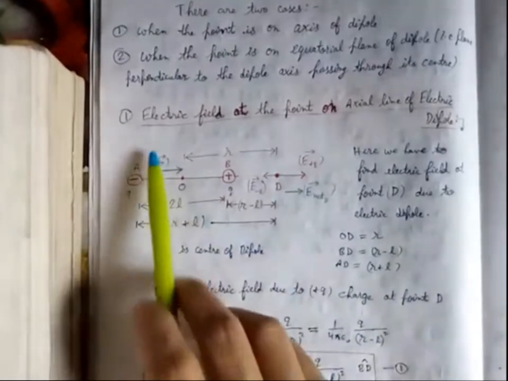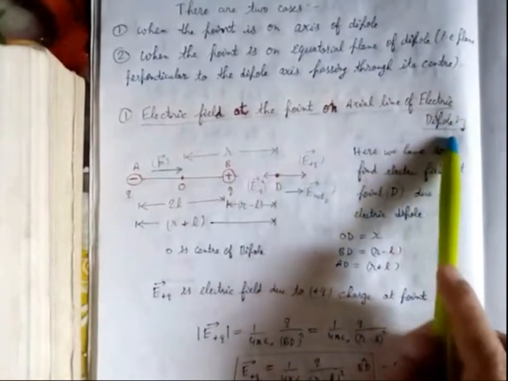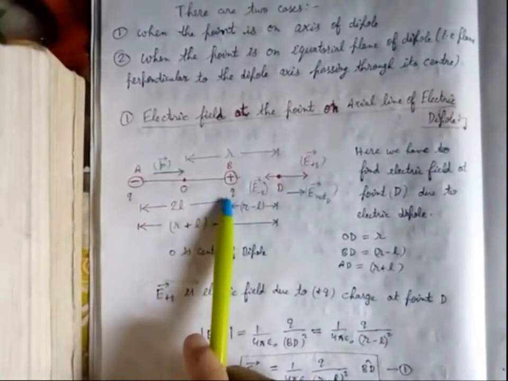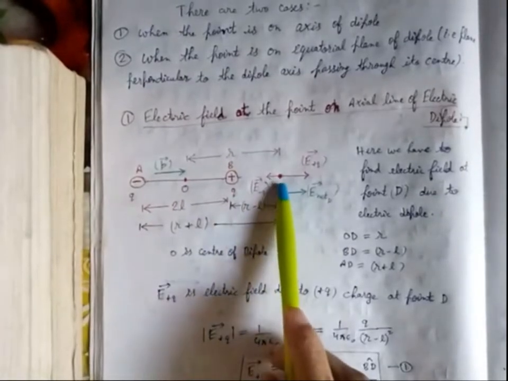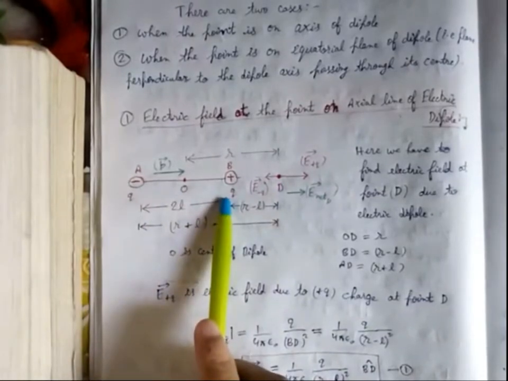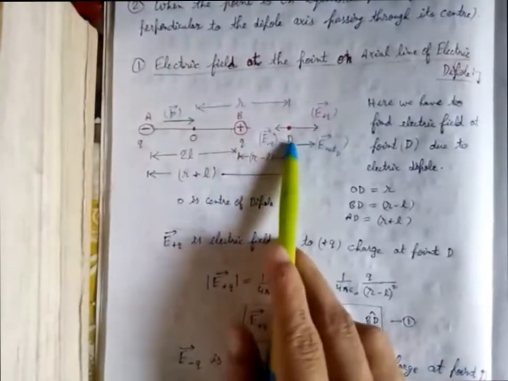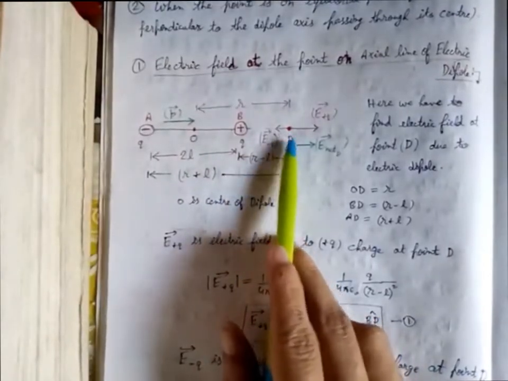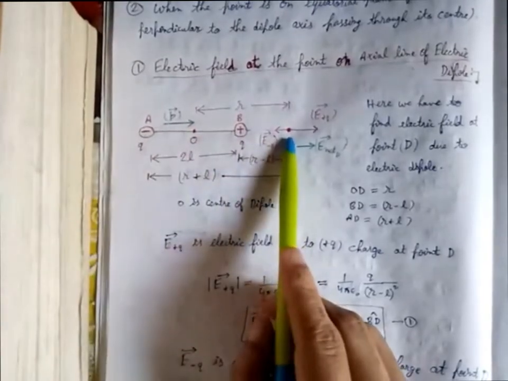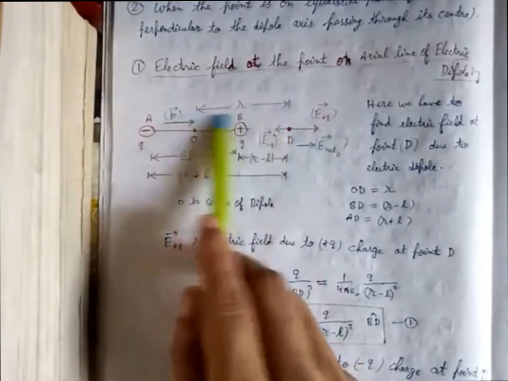So the first case is the electric field at a point on the axial line of the electric dipole. This is the first derivation. Here we have the dipole, and we have to find the electric field at point D due to this dipole. We have taken a point D on the axis of the dipole, and this point D is at a distance r from the center O of the dipole.